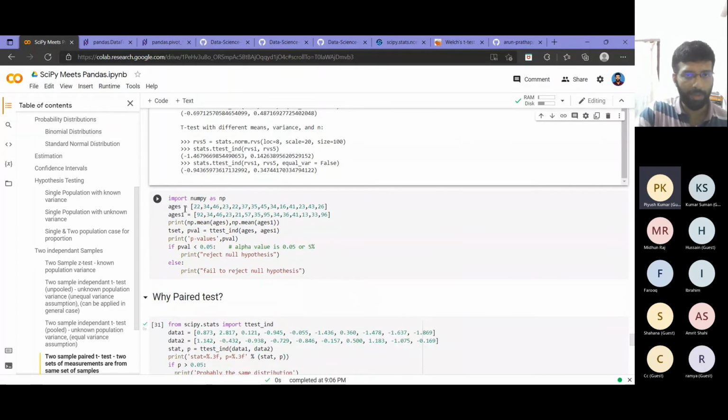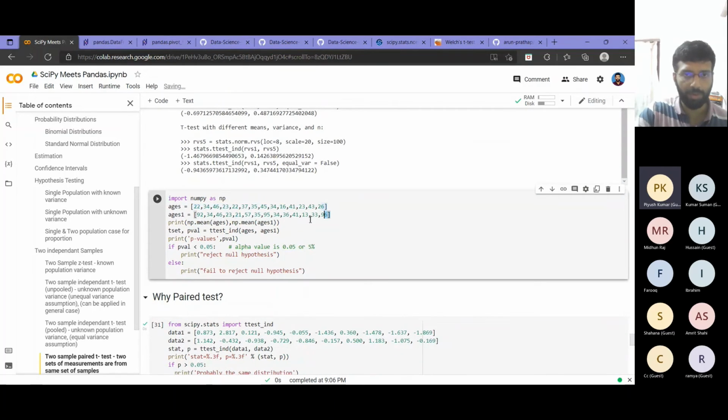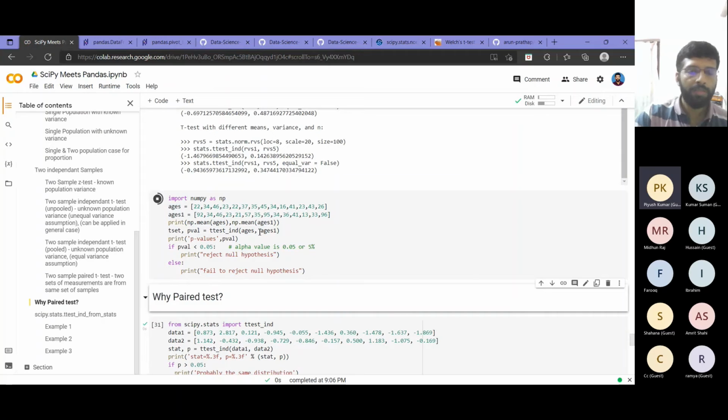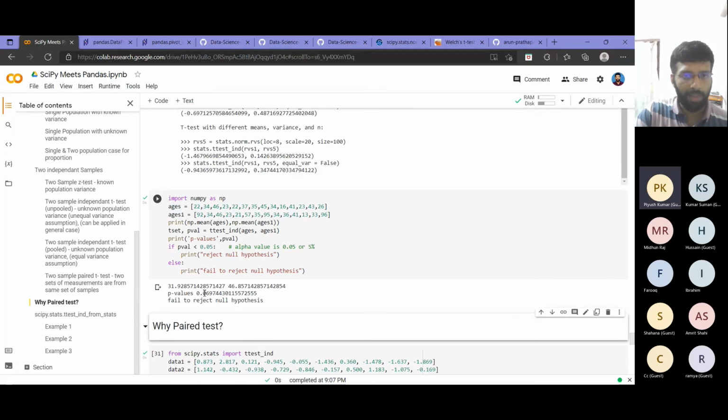We'll see an example similar to this, with two ages from two samples, and I'm just printing the means. The call you will use is ttest_ind. Similar to the z-test, we have to pass the two entries here. That gives me a p-value of 0.06, which is again greater than 0.05.